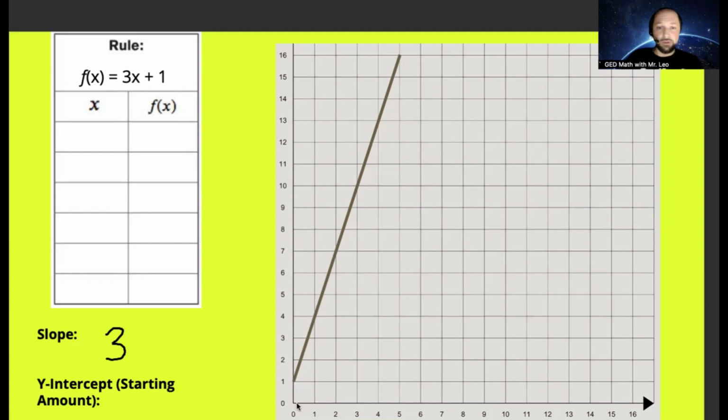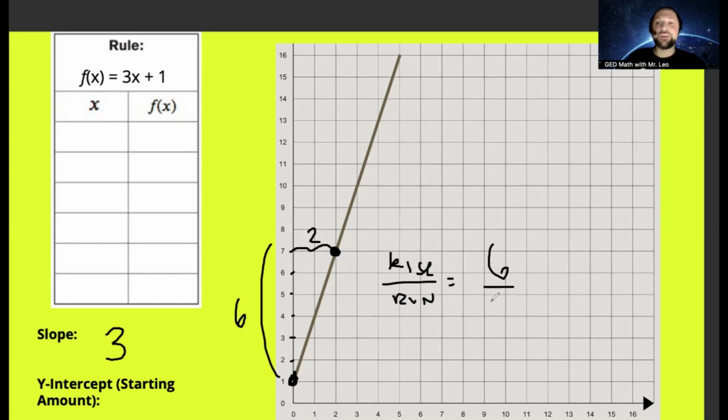What about this? Do a rise over run for me. Starting down here, maybe they just gave you 2 points. If all they gave you was 2 points, you could still calculate slope by doing rise over run. I would say it rises 1, 2, 3, 4, 5, 6. That's a rise of 6. And the run is 1, 2. That's a run of 2. So rise over run. You like my handwriting? I do. That is a rise of 6 and a run of 2. 6 divided by 2, simplify it, you get 3.